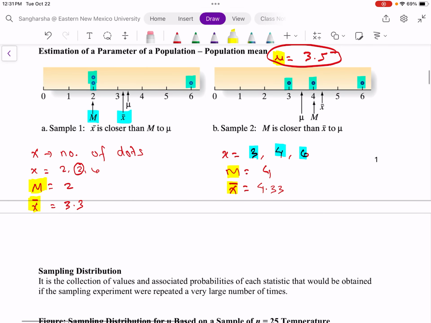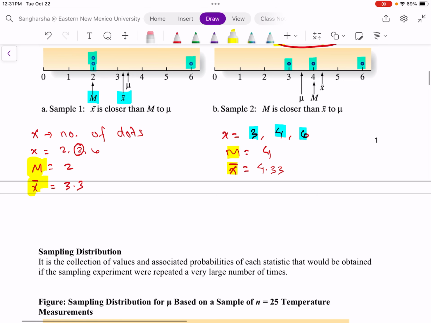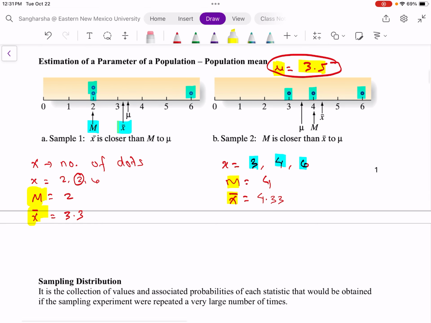Now from here, what can you say? Our mu is 3.5. So in sample 1, which one is very close? Which statistic is close to the mu value? X bar is close, right? Your mu is 3.5, X bar is 3.3, median is 2. So X bar is close to our population mean from sample 1.